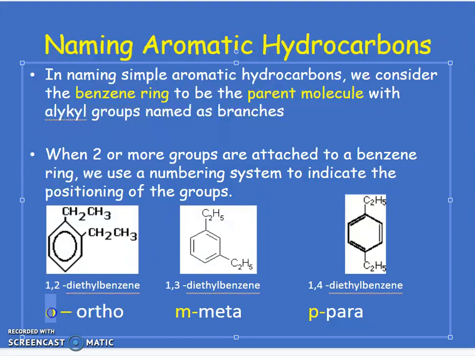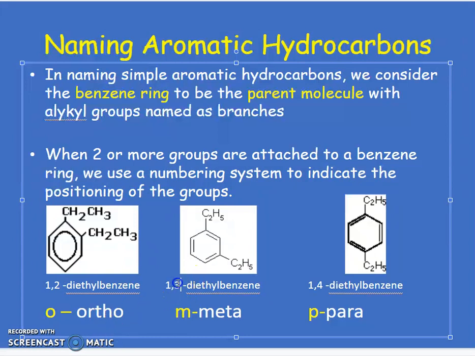Now, there is a special type of naming where you replace the numbers with a letter. So the numbers 1 and 2 are what are called the ortho position. Meaning instead of saying 1,2-diethylbenzene, you would say o-diethylbenzene. So you would literally do this. o-diethylbenzene means exactly the same as 1, comma 2.